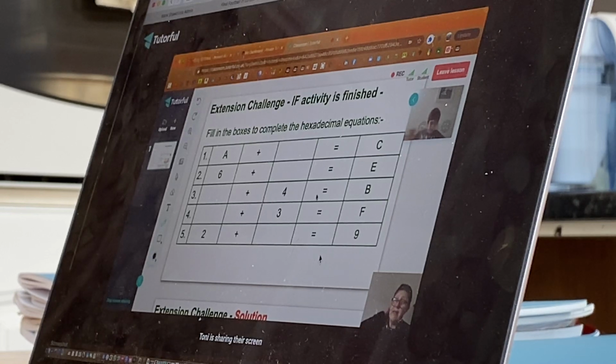Now we've got the next one. So here you actually need a hexadecimal plus 3 equals F. So what is F as a decimal number? 15. So we want something plus 3 equals 15. So in our decimal heads, what number do we actually want? 12. Now, what is hexadecimal for 12? C. Excellent. So it's C plus 3 equals F.